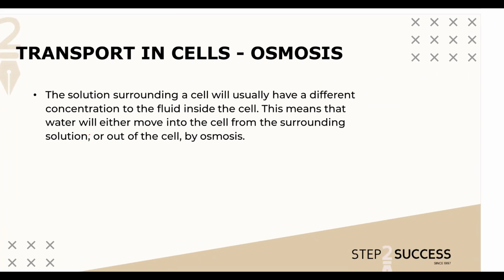So, as it says here, the solution surrounding a cell will usually have a different concentration to the fluid inside the cell. So as a result of that, water does always move in and out of cells. The best example I can give you for that is when you, for example, have a bath or are in the swimming pool, often your skin looks a little bit different when you get out, because water has moved in and out of the skin cells, because there is a different concentration of water surrounding those cells, and that happens throughout your body, and particularly in plants.